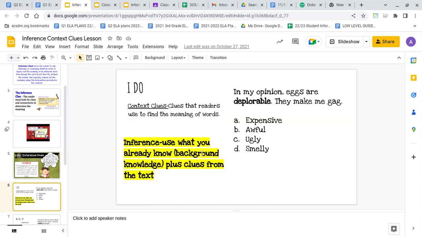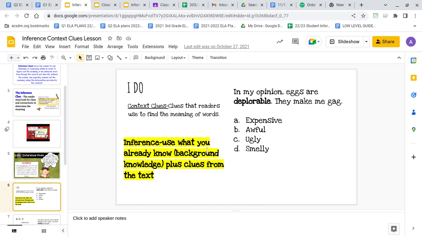So let's do another one. Remember, inferencing, you're using what you already know plus clues from the text. So in my opinion, eggs are deplorable. They make me gag. Well, I know that if I'm gagging, that means that is something that I don't like. If somebody's gagging, it's usually as a result of they're trying to get something out. When I smell something disgusting or I don't like something, I gag.